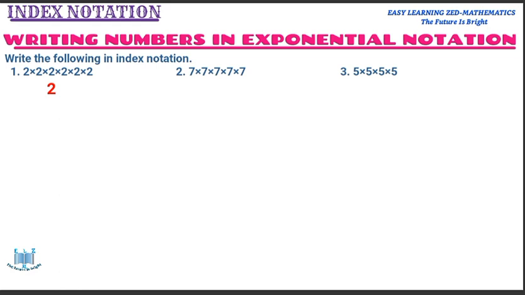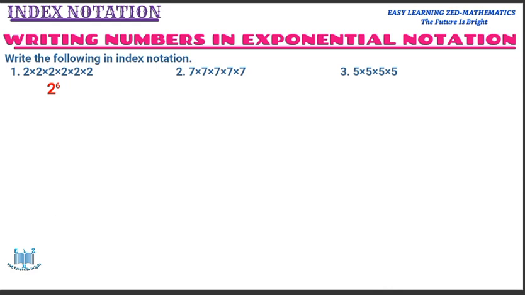Once you have noted the number which is being multiplied, the next thing we're going to do is count how many times this number has been multiplied by itself. You can see that 2 has been multiplied by itself 6 times. That means the number of times the number has been multiplied will be our exponent, or our index. So in question 1, 2 is multiplied 6 times by itself, so our exponent will be 6.